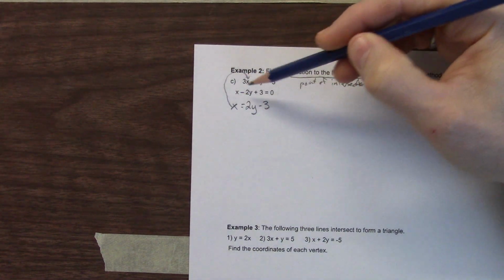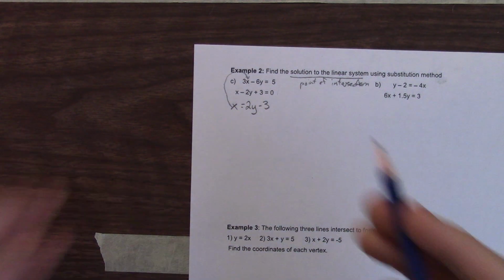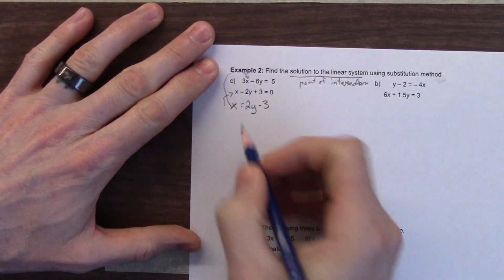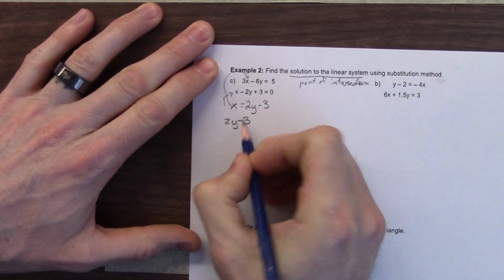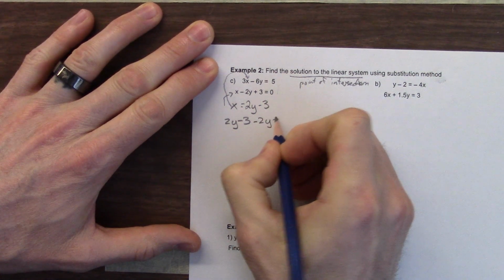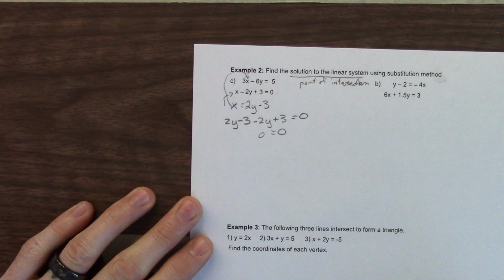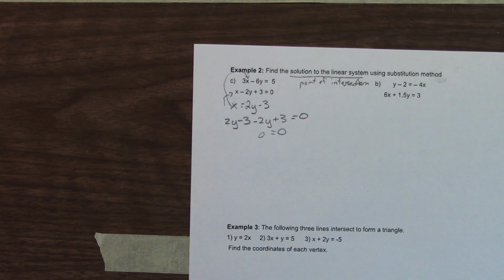Now, does it matter which equation we sub it into? What do you think, Max? Here, let's try it out. Let's say it didn't matter. We're going to substitute in here, right? So I'm going to get 2y minus 3. I'm subbing that in for x. Minus 2y plus 3 equals 0. What do I end up with? I just get 0 equals 0. That didn't help.